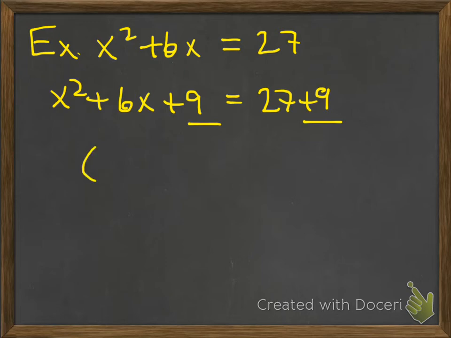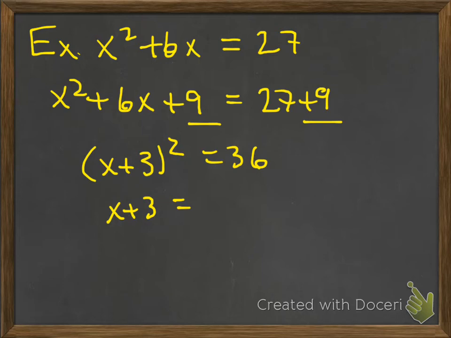Then from there, what was 6 divided by 2 again? 3. 3 squared was 9. That's the number that goes in the parentheses. Is equal to 36. 27 plus 9 was 36. And then from there, I can take the square root. Remember, plus and minus. So I'll have x plus 3 is equal to plus and minus 6, because I was able to get an even square root. And then from there, I can subtract 3, plus and minus 6.